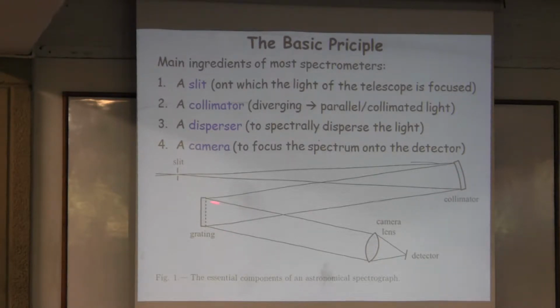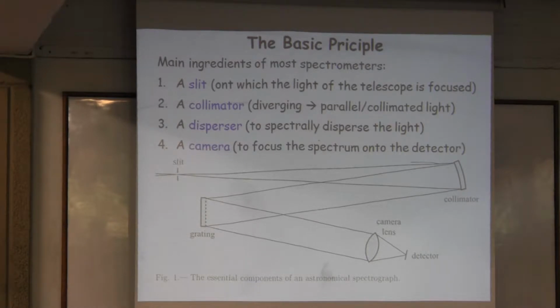And then the collimated light is hitting the grating or any dispersing element, which spectrally disperses the light. This is the key component, but of course with all the rest around it, it would not work either. And then at the end, of course, we have the detector. So these are our four main components, and the grating here sits usually in the pupil.